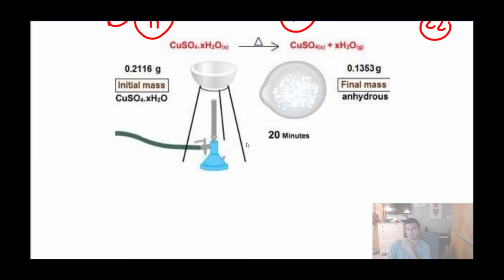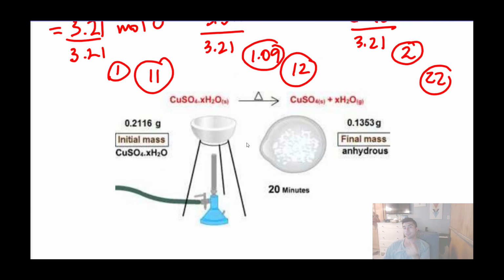The only other thing we did at the end of this chapter was apply the same process we did above to hydrated compounds. We named hydrated compounds, wrote formulas for hydrated compounds. They were ionic compounds that contain water in their crystal structure. If we did an experiment where I had some copper 2 sulfate hydrate, 0.2116 grams of it, and then we heated it up to evaporate the water, and I had 0.1353 left.